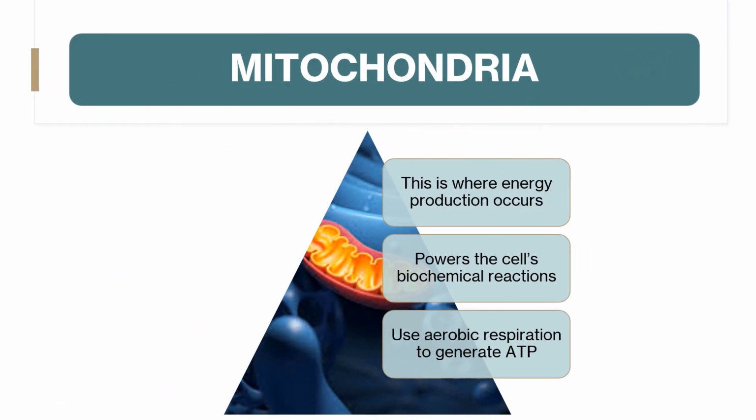Next, we'll talk about the mitochondria. And this is where the energy production occurs. This is the powerhouse of the cell. It uses aerobic respiration to help generate ATP, which is the energy for the cell. And you can see this orange part in the picture, that is actually the mitochondria.